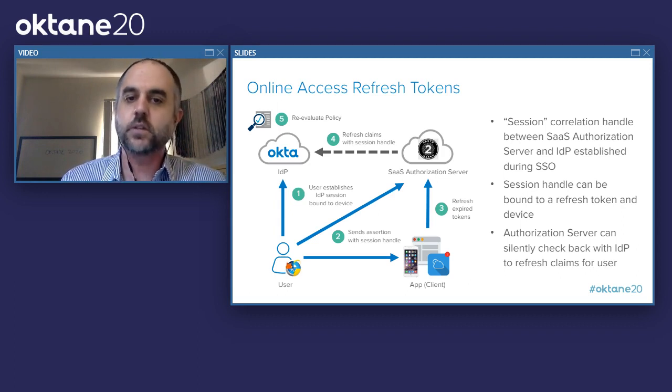And so there's definitely some details here to sort out. But the idea here is to be able to evolve our core OAuth and protocols to be able to support such a use case.